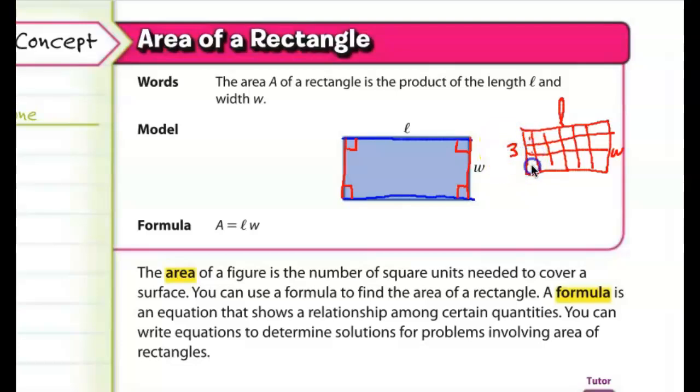Like this is 1, 2, 3, and this is 1, 2, 3, 4, 5, 6. So this happens to be 3 groups of 6, and that would equal 18. So that is the same as the length times the width, which is the formula we're going to be using now. So basically we're just doing the same old area array problems we did in 3rd grade. Please make sure you read the little section down here. This is essentially the same thing I just told you about.